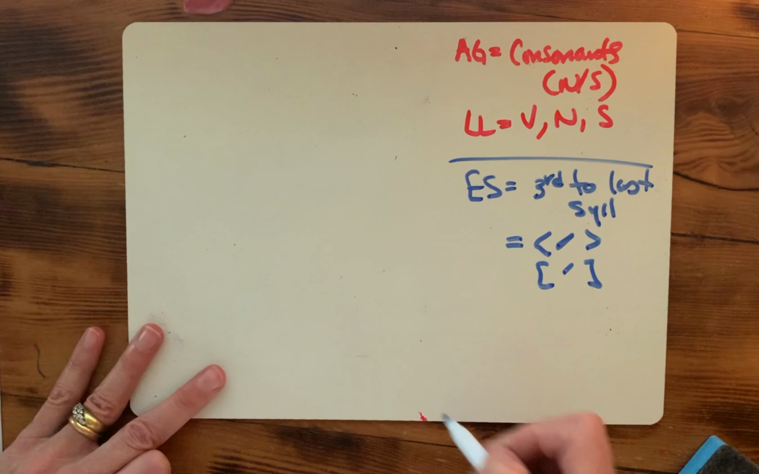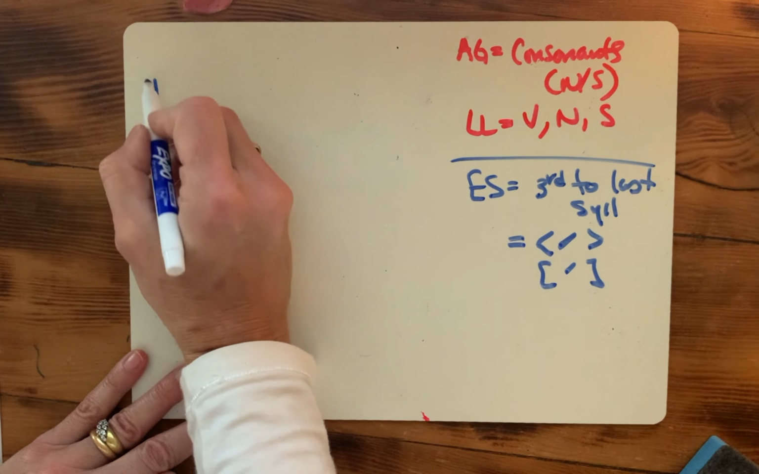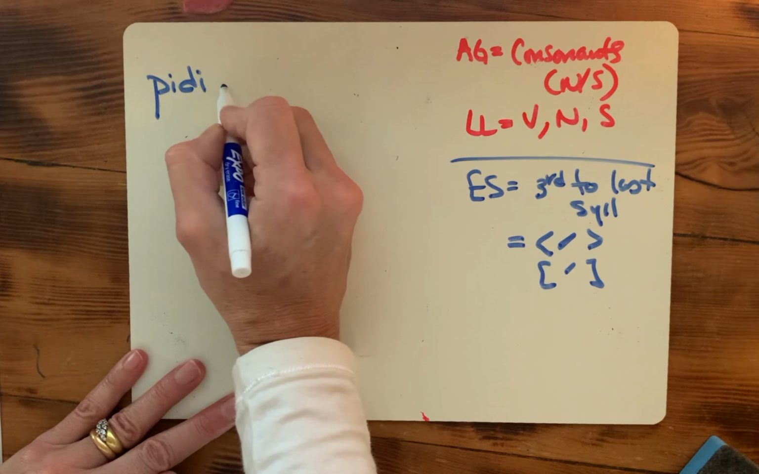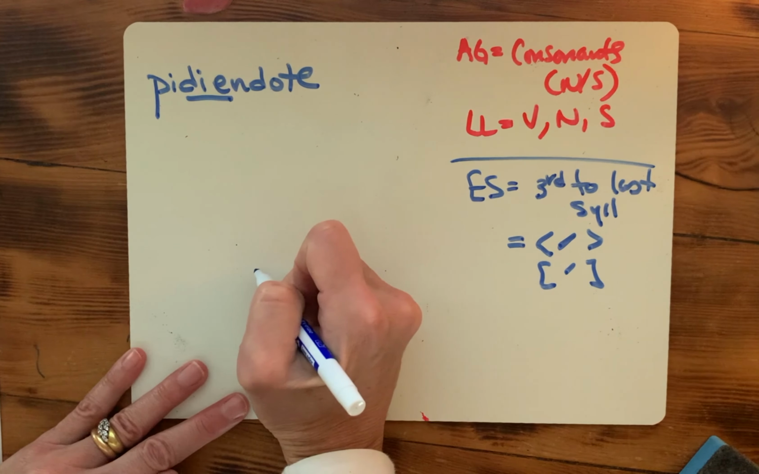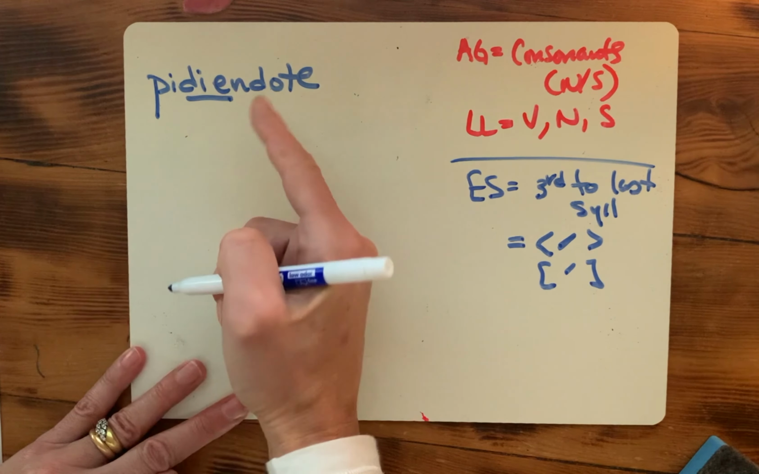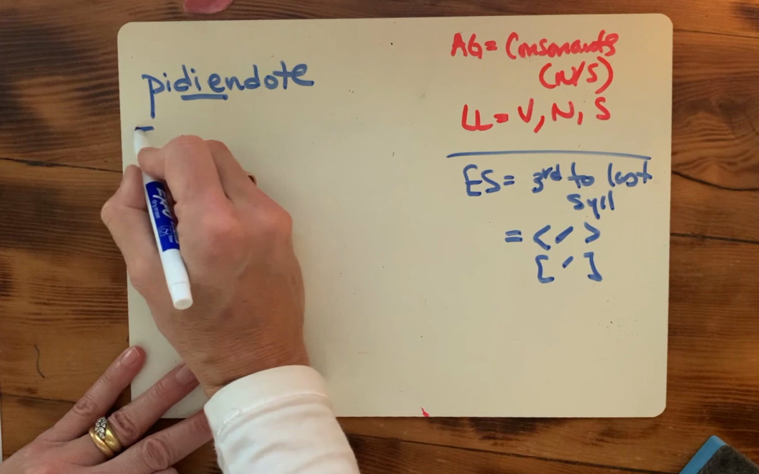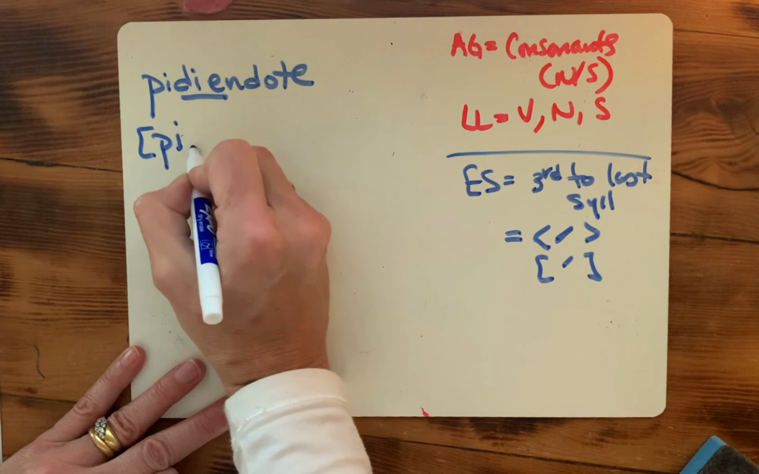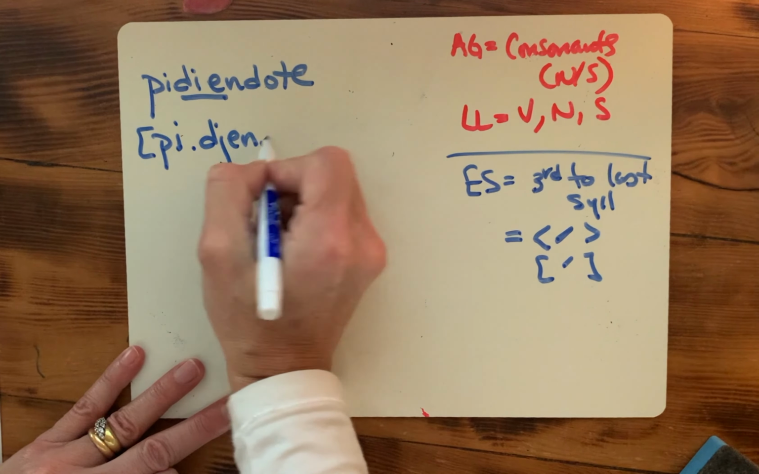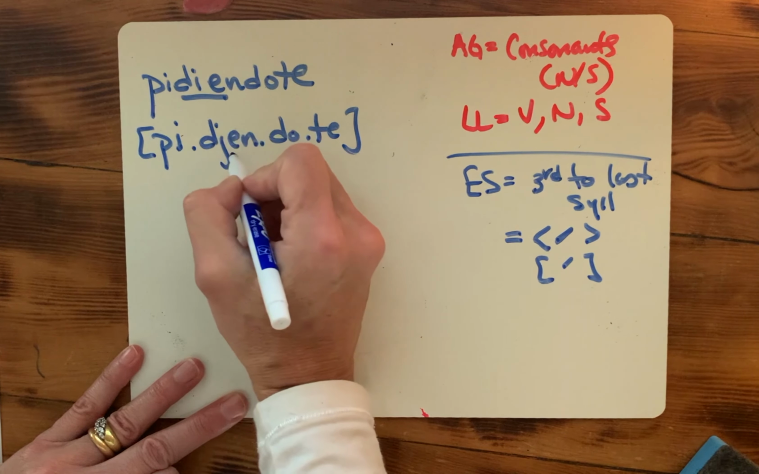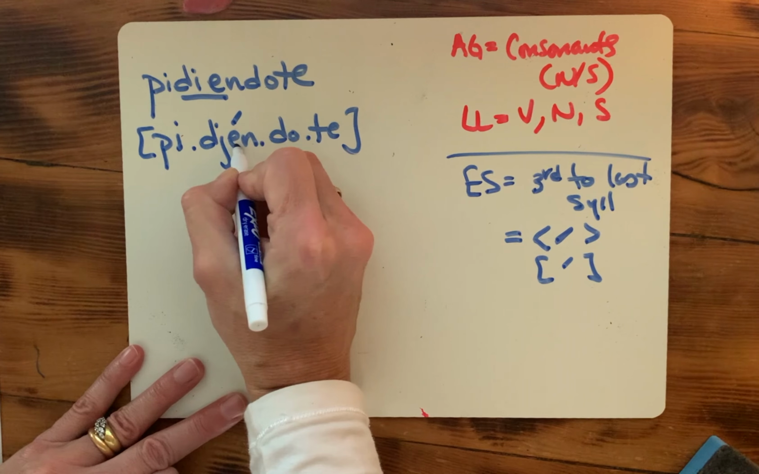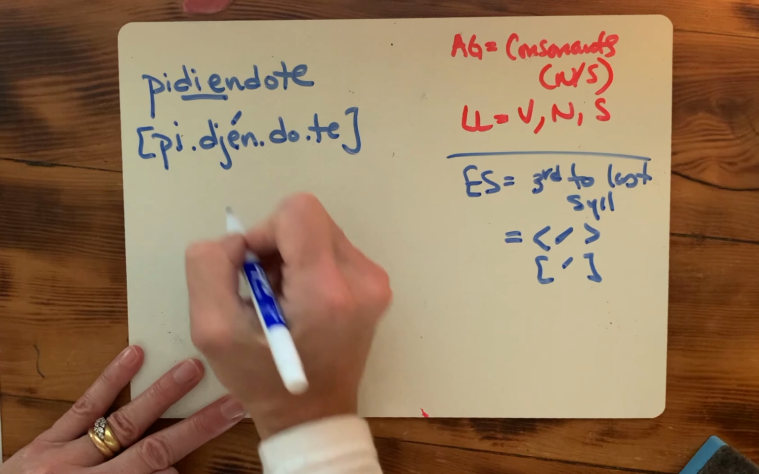My example that I have for this exercise is pidiéndote. I'm underlining here. It starts to help out with these longer words to actually do the phonetic transcription right away. You already know that because I'm underlining it, that the accent's going to go on the vowel. It's not going to go on the I because it became a semiconsonant.